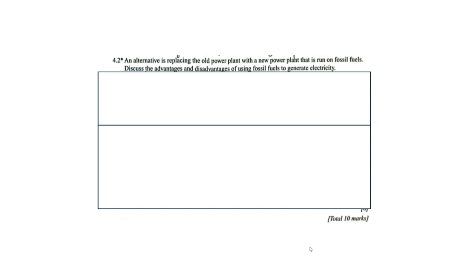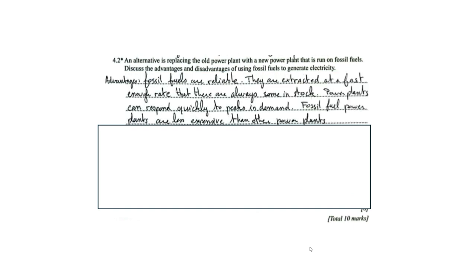An alternative is replacing the old power plant with a new power plant that is run on fossil fuels. Discuss the advantages and disadvantages of using fossil fuels to generate electricity. So the advantages of fossil fuels: they're reliable, they're extracted at a fast enough rate that there are always some in stock. The power plants can respond quickly to peaks in demand. It's really easy to turn them on and off. Fossil fuel power plants are less expensive than other power plants.